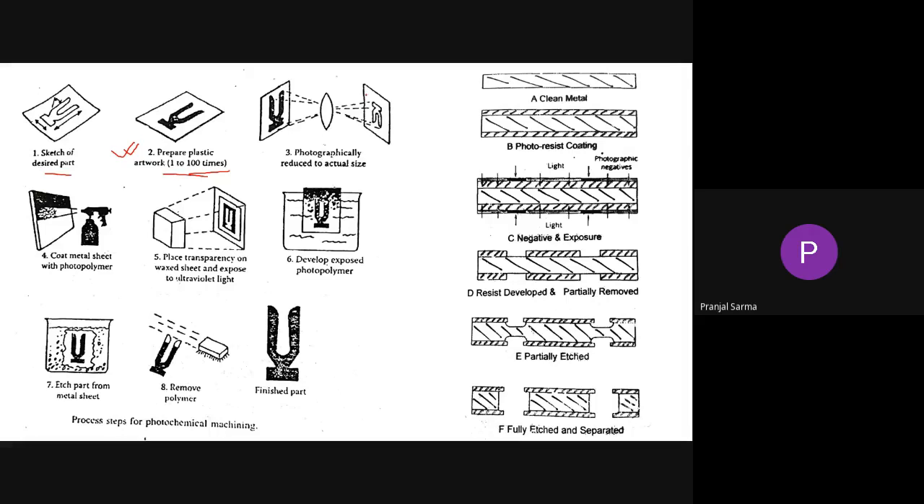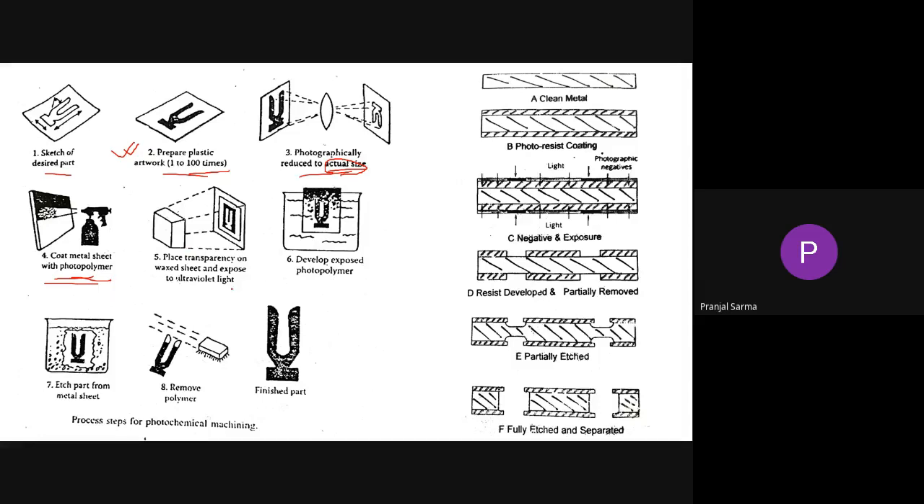From there, as we have already said, that plastic artwork, by using a photography technique, is brought to the actual required size as per the scale. After that, this is the spray coating of photoresist or photopolymer. You can do it by spraying, or sometimes even by brushing, or just dipping it inside a chemical bath, and that way also we can have that layer of photoresist.